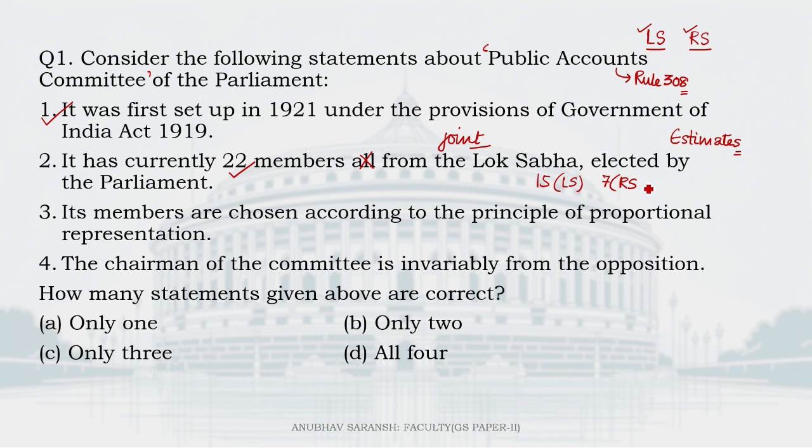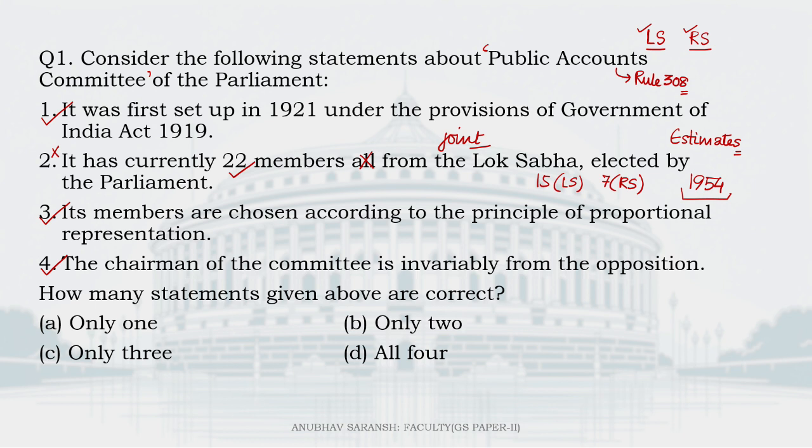from Rajya Sabha. In fact, till 1954, PAC did not have MPs from Rajya Sabha, only from Lok Sabha. It is only after 1955 onwards that they had MPs from Rajya Sabha as well. So second statement is actually wrong. Third one, its members are chosen according to the principle of proportional representation is correct. And the fourth one, the chairman of the committee is invariably from the opposition is also correct.